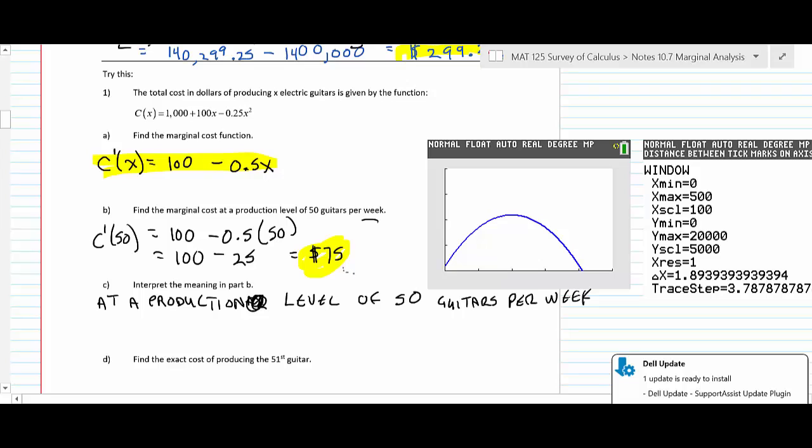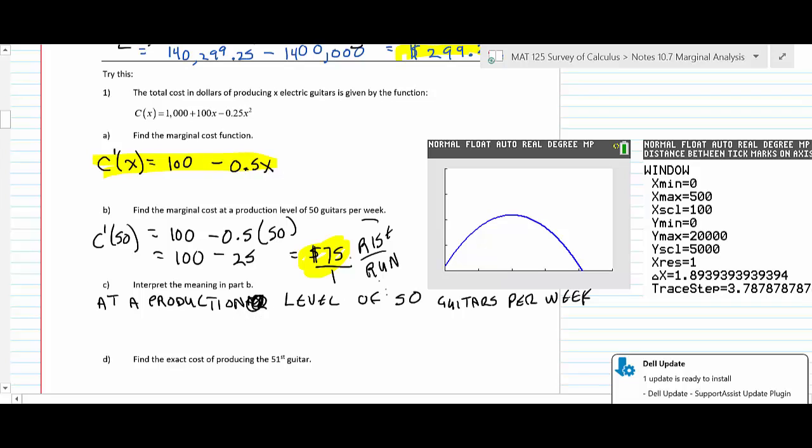Okay, now what does that mean? Now see, that is a slope. Okay, so it's a rise over run. So what's happening is it's increasing at $75 per week, like that. That's the idea.